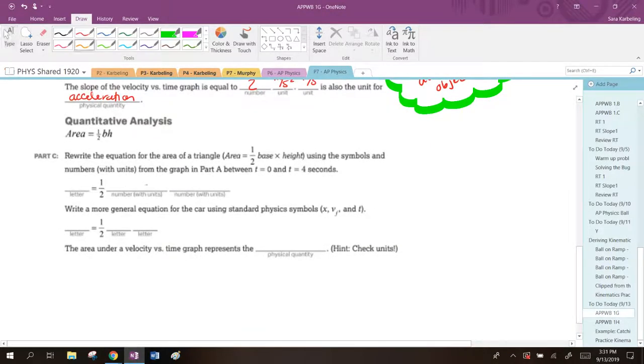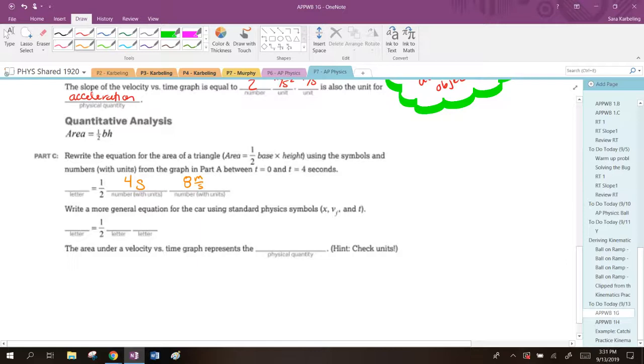So what's the base? 4, and not just 4, because it does say number with units. So what are the units that go with that 4? Indeed. So that's the base part. And the height, what's the value there? 8. 8 what? Meters per second.